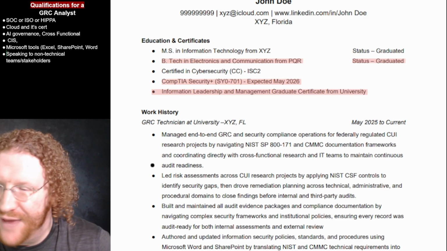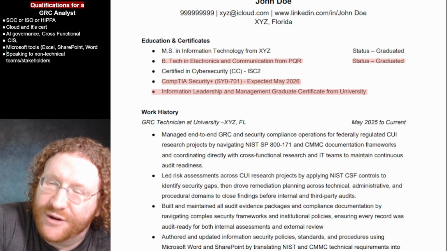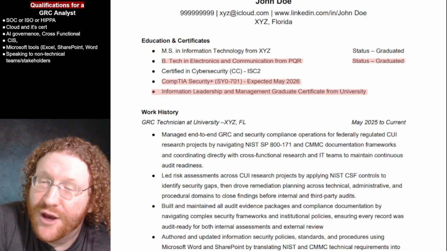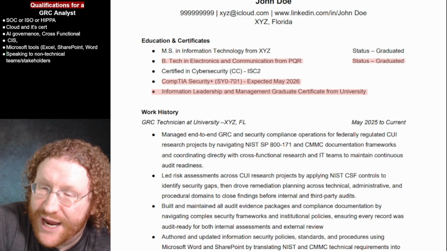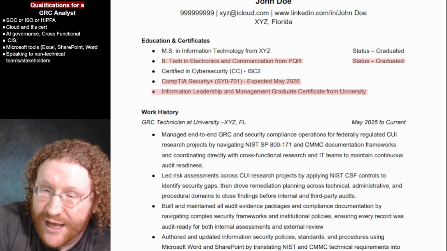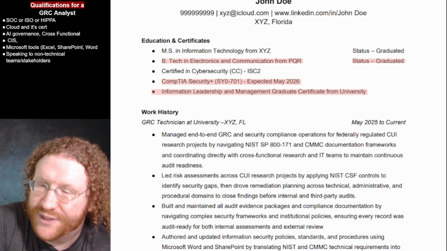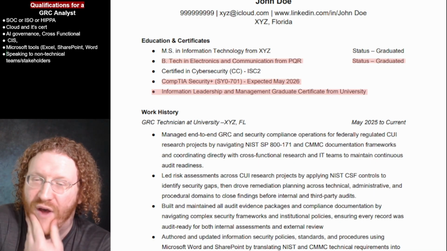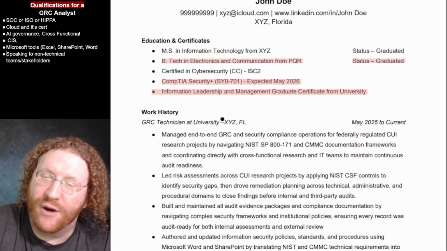I think the second part is, we need to reframe this, right? Like, manage GRC and security operations for a federally regulated research by navigating NIST and CMC and documentation frameworks by coordinating with research and IT teams for audit readiness. Like, that is how I would phrase that.